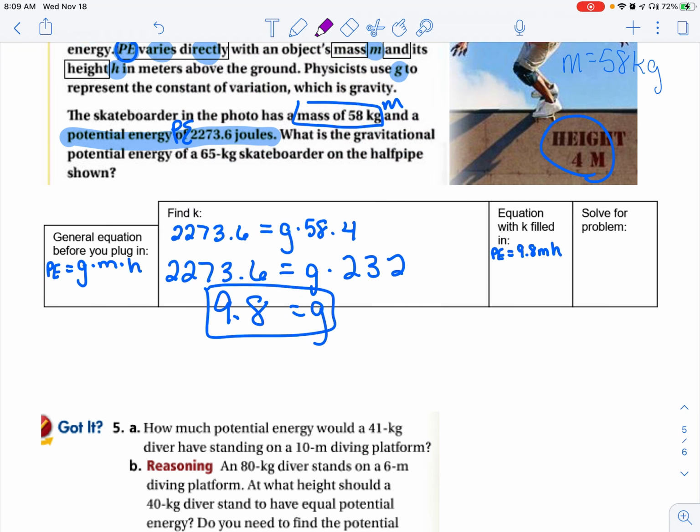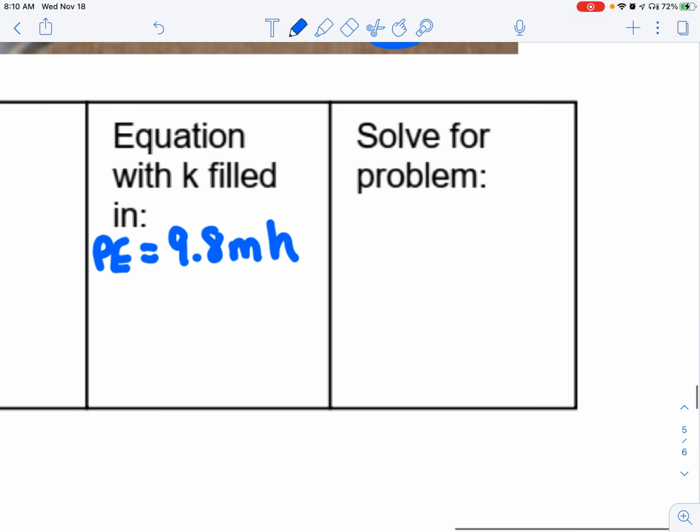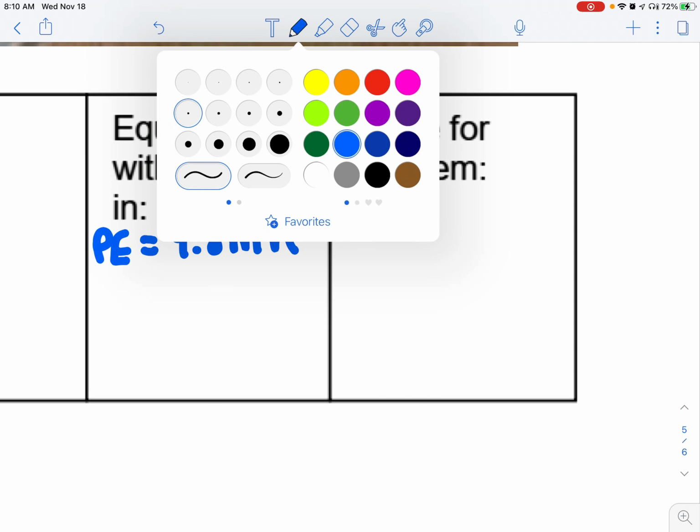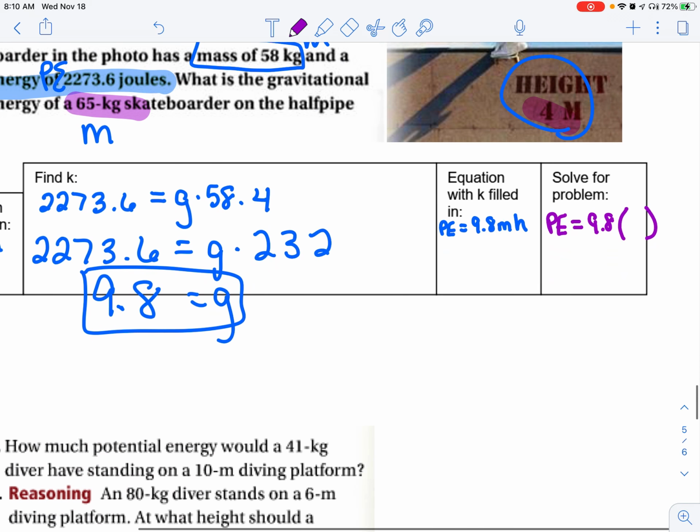So the question is, now that we have an equation from this skateboarder, what is the potential energy if we have this size of a skateboarder at the same height? So that's going to replace m, and height is going to be the same. The skateboarder is on the same half pipe. All right, I'll change to purple because that's this guy. The new guy, his potential energy is 9.8 for gravity, but now I have a new mass. I have a heavier person of 65 kilograms and the same height.